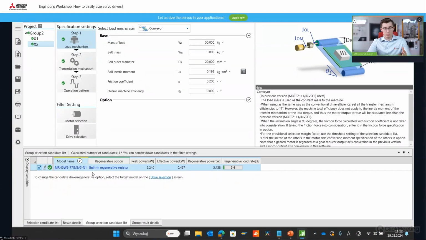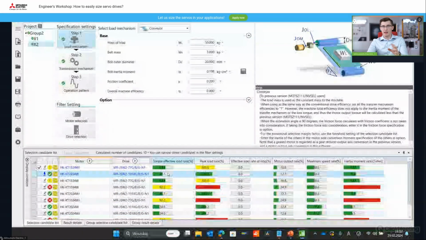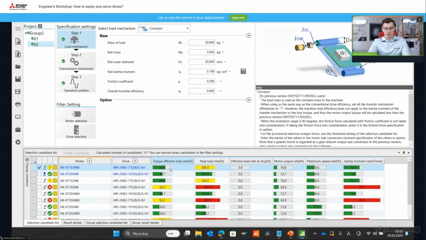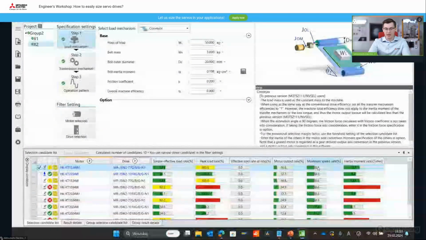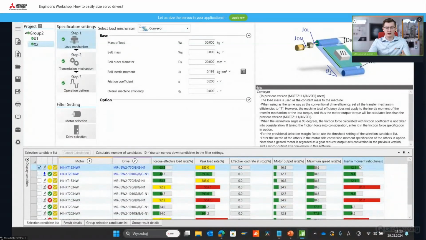And here you can, of course, read some data of the motor. So like what is the usage of nominal torque of the motor? And this is about 60% of the nominal torque. Usage of the peak torque of the motor, so about pretty much 400%, so 4 times bigger. And then like what maximum speed, inertia moment ratio, yes. So this is the exact ones that I told you before.